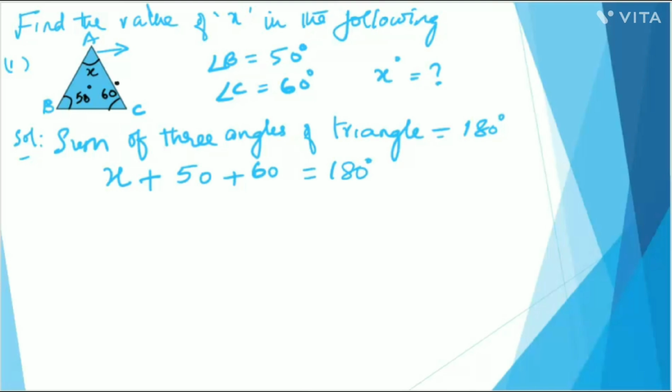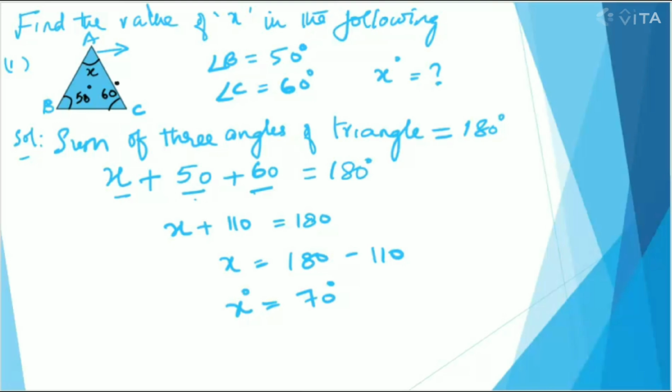The sum of the three angles of a triangle is equal to 180 degrees. This is the definition of a triangle. Now, by using this definition, we will add the three angles. We have x, 50 and 60. x plus 50 plus 60 is equal to 180 degrees. x plus 110 is equal to 180. x is equal to 180 minus 110. This is equal to 70 degrees. So this angle is 70.